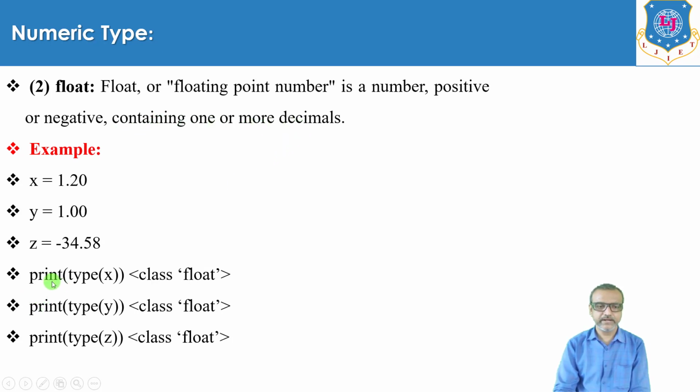Now if I write down print of type of x, print of type of y and print of type of z, what will be the output of these print statements? As you can see that x, y, z, all these numbers are float values. So it will give us the output as class float in each and every case written over here.